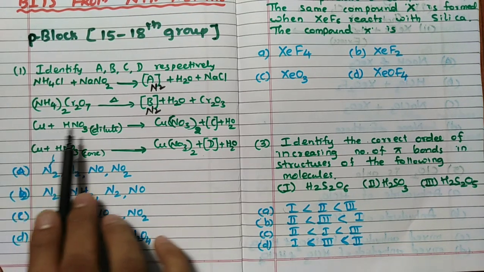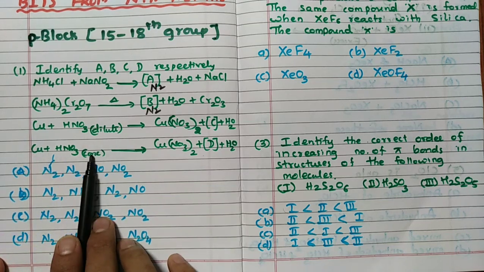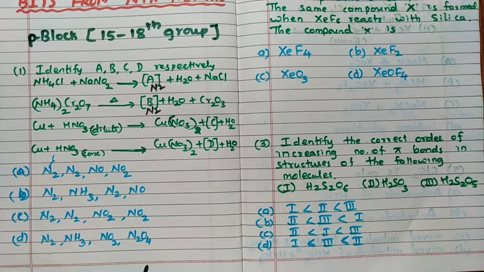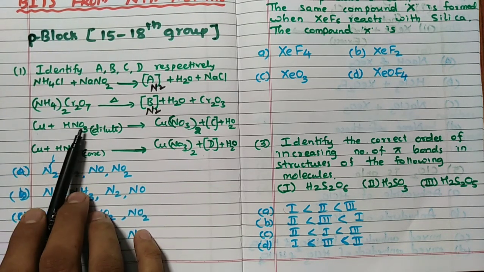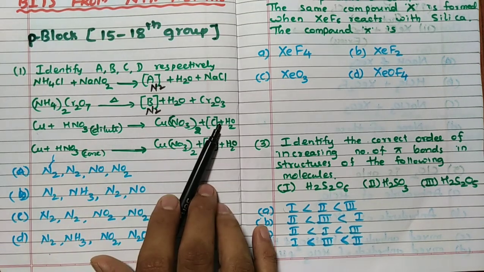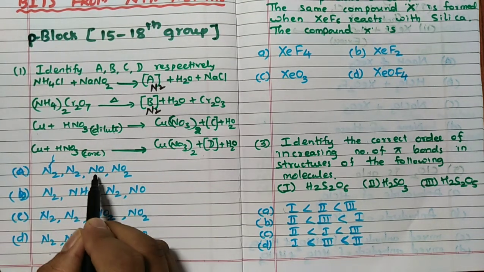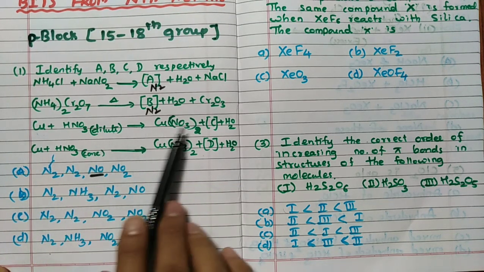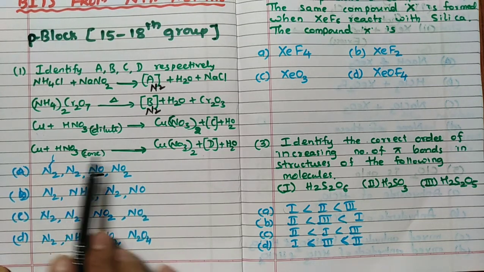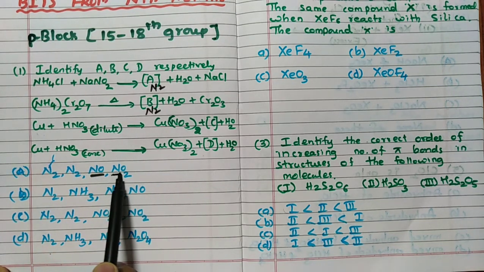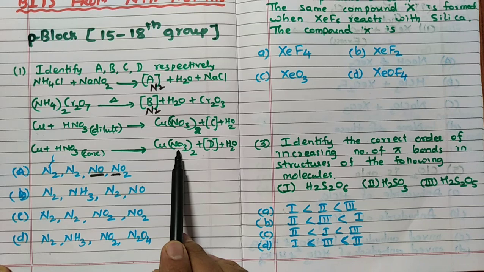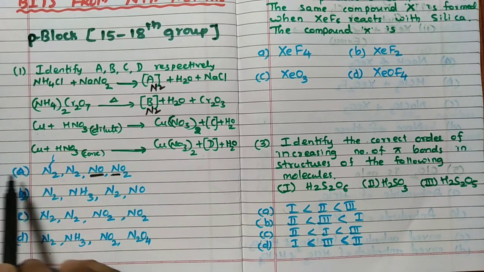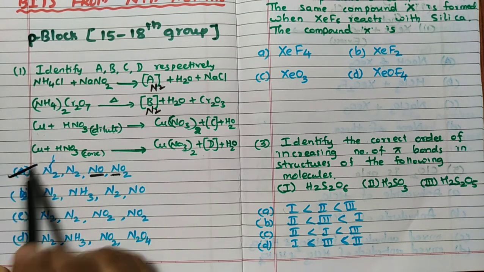Then, copper with dilute HNO3, copper with concentrated HNO3. This is always confusing, remember. Copper with dilute HNO3, you are going to get NO, nitrogen monoxide gas. Always very important. And with concentrated HNO3, always you are going to get NO2. Remember that. So NO, NO2. Hence the answer for this question is A.